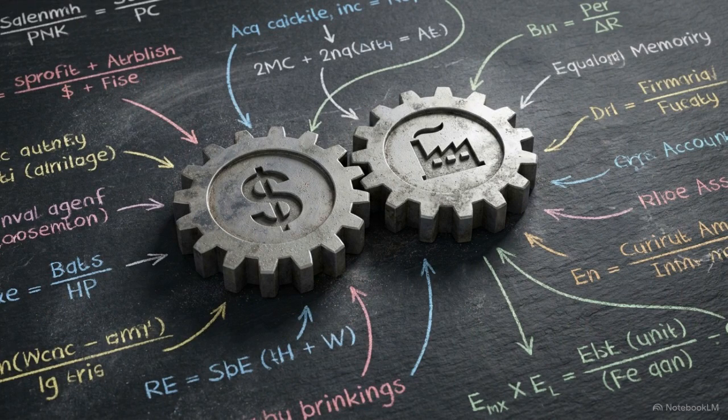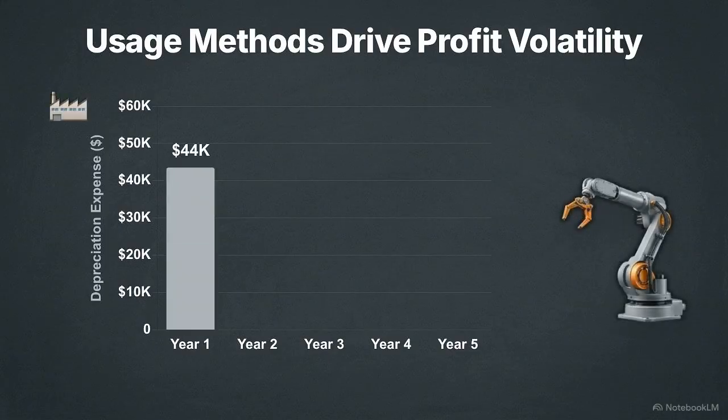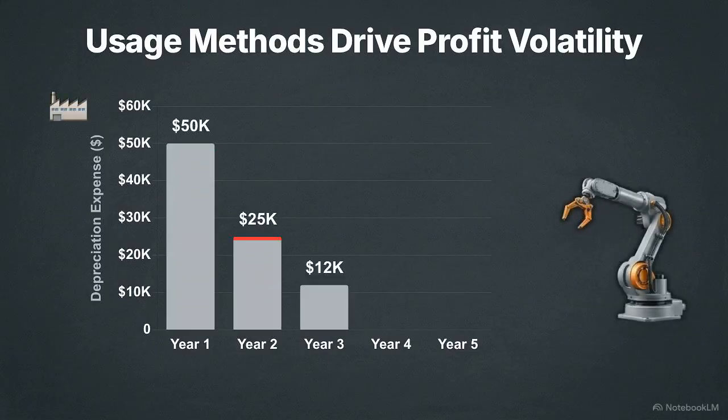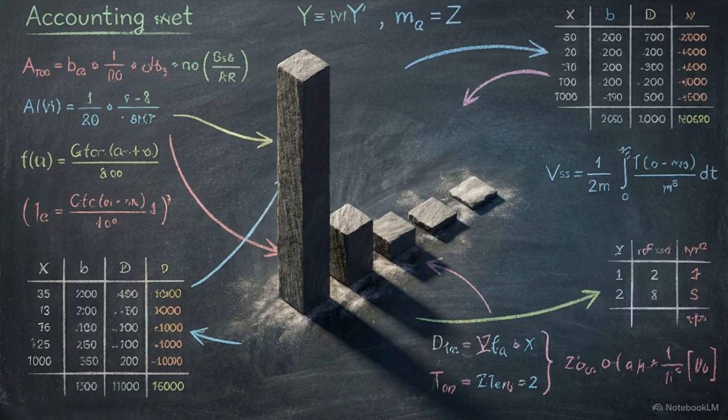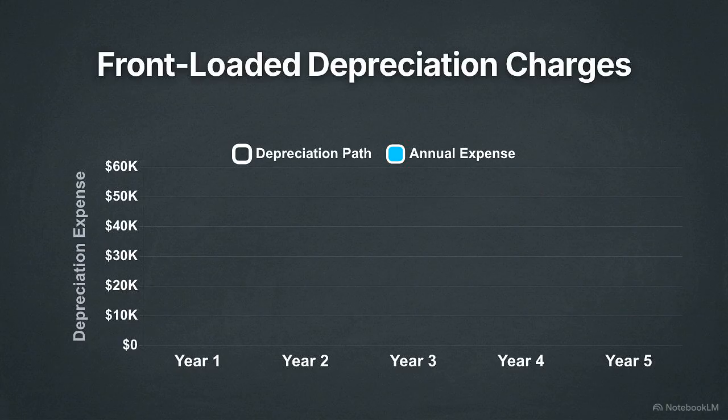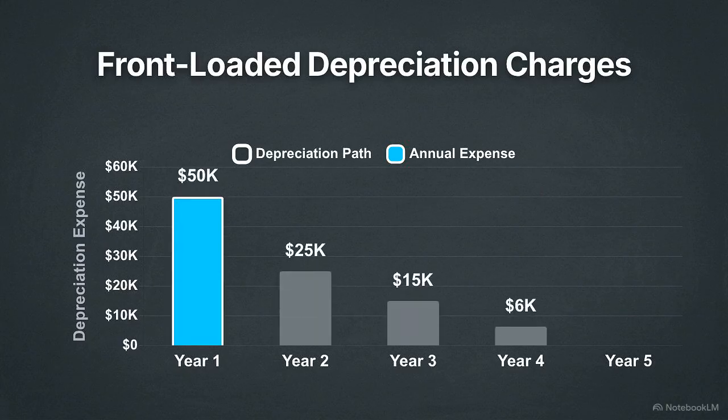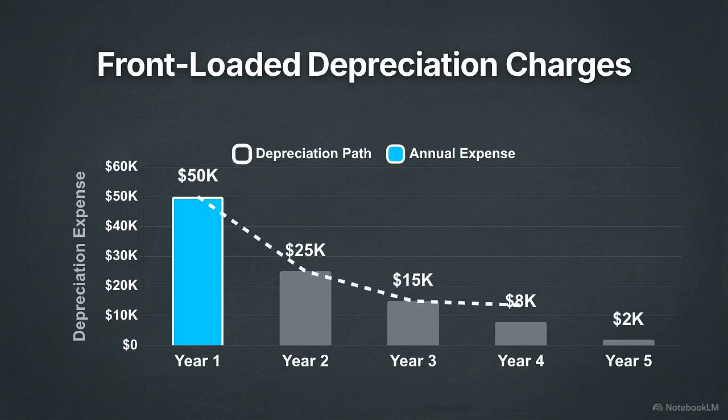This units of output method achieves precise matching between revenue-generating activity and asset expense. The trade-off is that it introduces significant volatility to the income statement that external investors will have to digest. For companies that want to front-load their expense recognition while still using a time-based model, they turn to accelerated depreciation. These methods intentionally generate massive early charges that decrease over the asset's life.